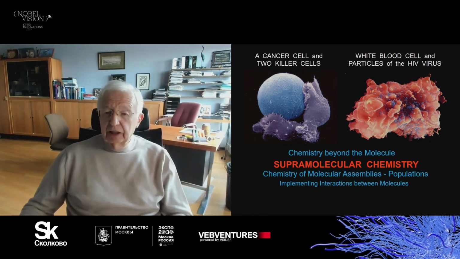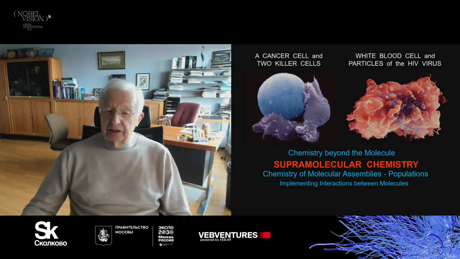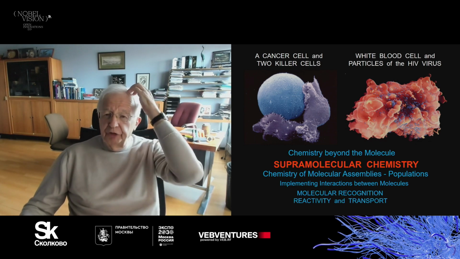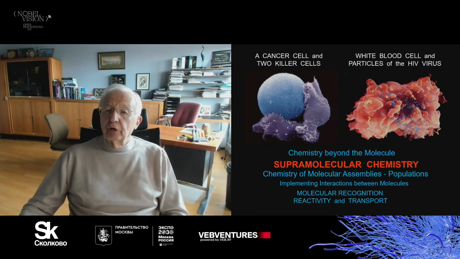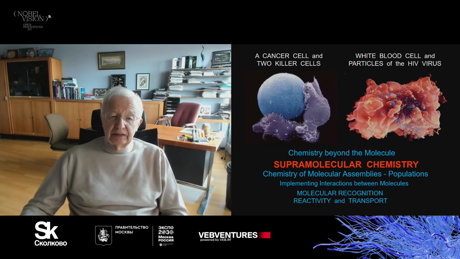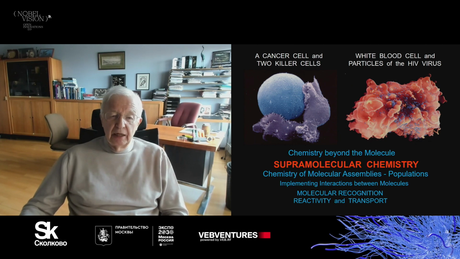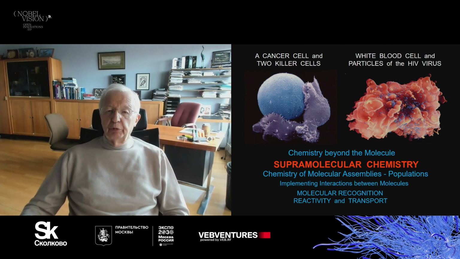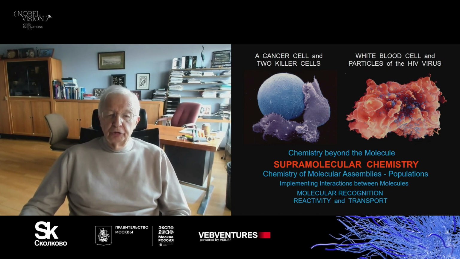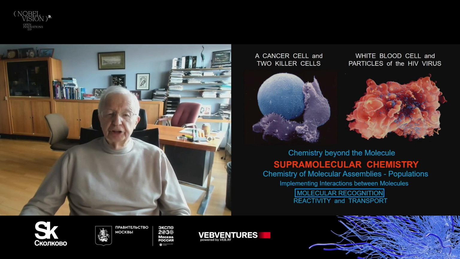So it's a chemistry of molecular assemblies, of populations of molecules, and it depends on the interactions between these molecules. The three main features are that molecules can recognize one another. So the killer cells can recognize cancer cells through contact of the molecules which are present in their membranes. And of course, reactivity and transport of molecules through membranes are also other features of supramolecular chemistry. But the most important basic one is molecular recognition.